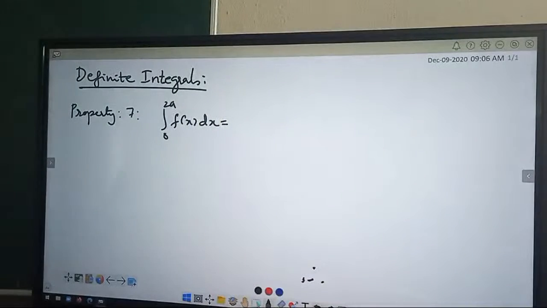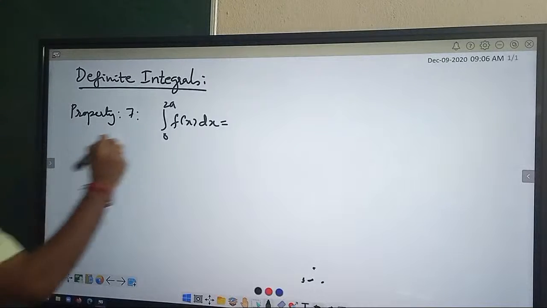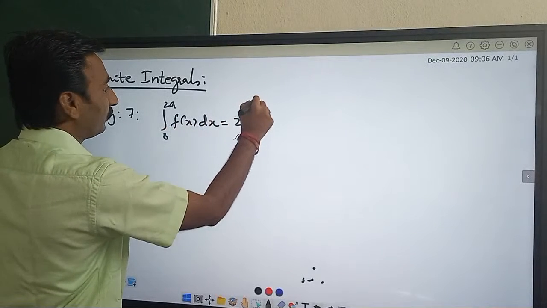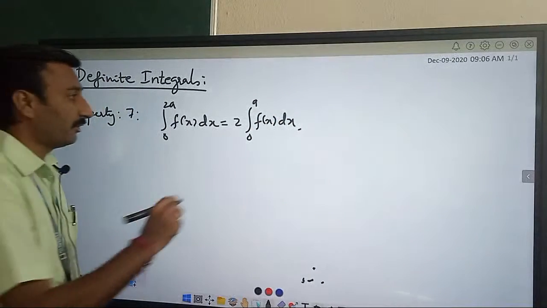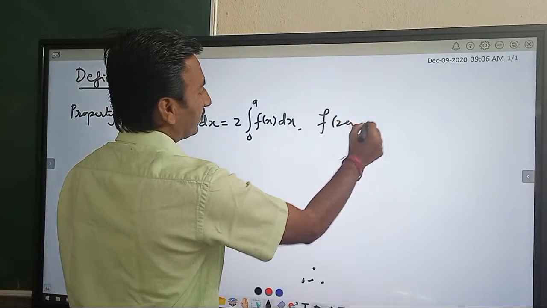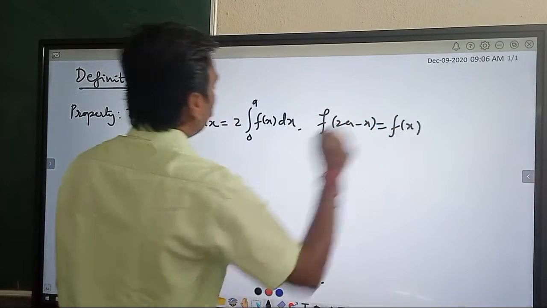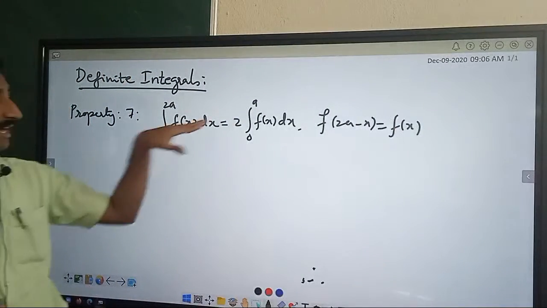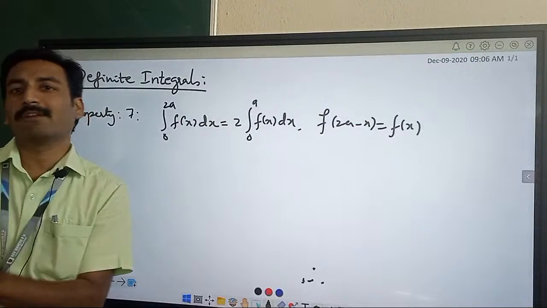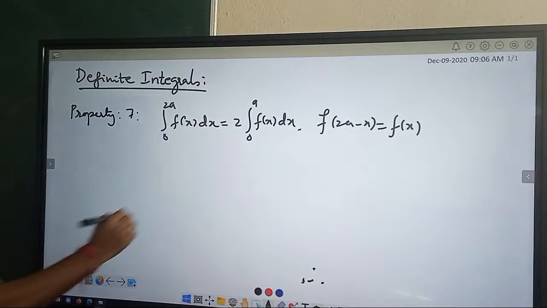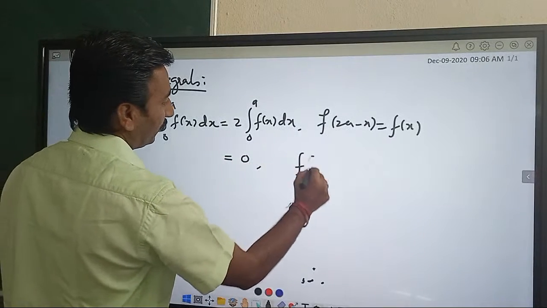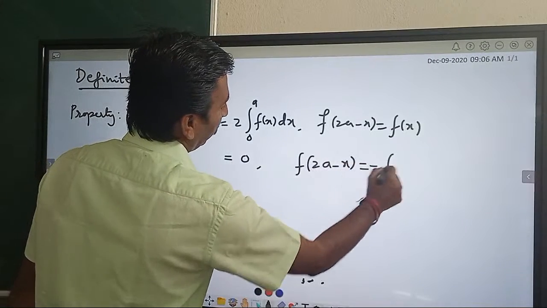6, 7, 8 are especially the most repeatedly used properties, so let us take care of this. The integral from 0 to 2a of f of x dx is always 2 times the integral from 0 to a of f of x dx. A very important thing to remember is that f of 2a minus x must be equal to f of x. This is valid only when f of 2a minus x is equal to f of x. And the second one, where the answer is always 0, is when f of 2a minus x is equal to minus f of x.